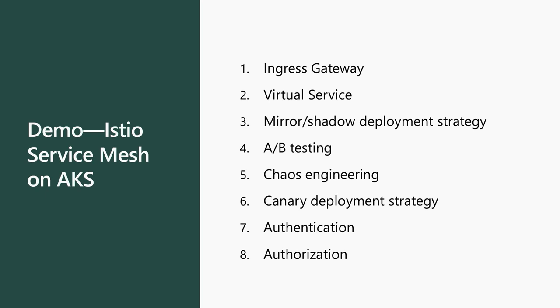The next one, I will introduce to you the mirror or shadow deployment strategy. It means before we roll out any product to the end user, we need to ensure everything is okay, no exception, no issue. So we can use the mirror or shadow deployment strategy. And we also apply A/B testing to get feedback from the end user before we roll out the new feature.